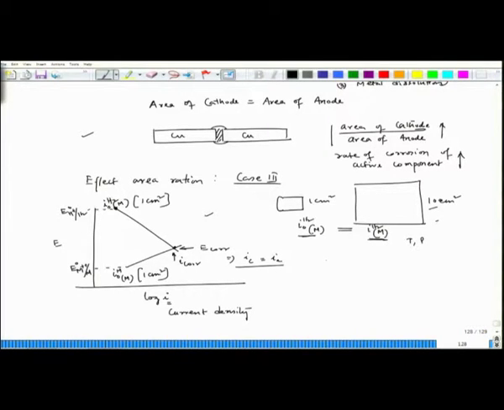But if, let us say, the situation arises when 1 centimeter square metal is connected to 10 centimeter square platinum or noble component, then I0 of hydrogen on metal and I0 of hydrogen on platinum surface would be different. If it is so, this value would be greater than this.